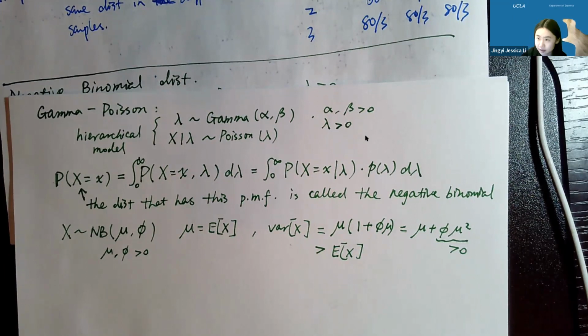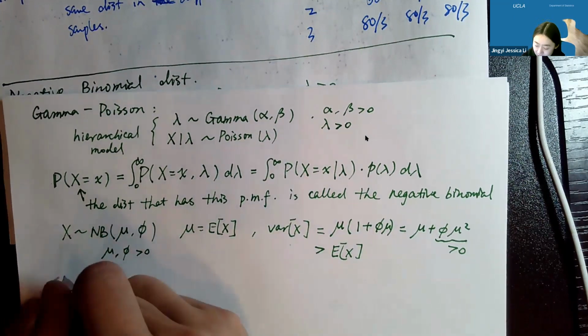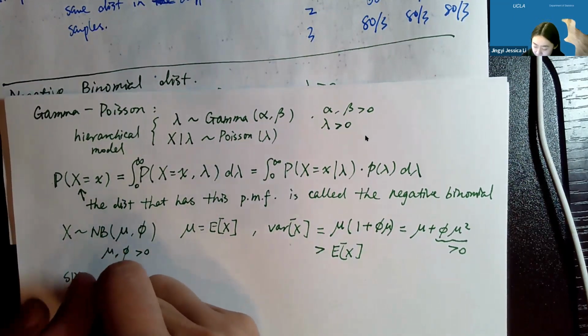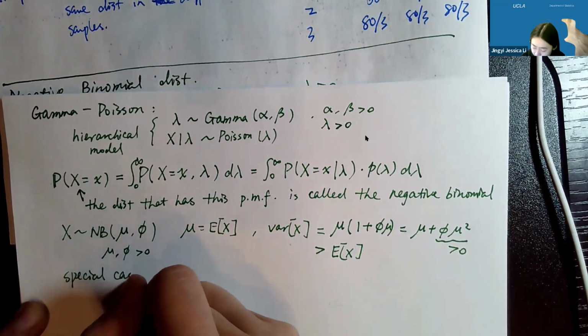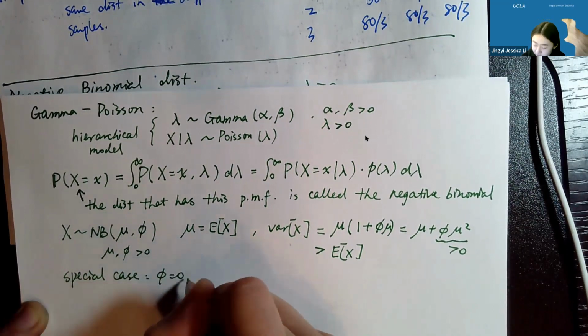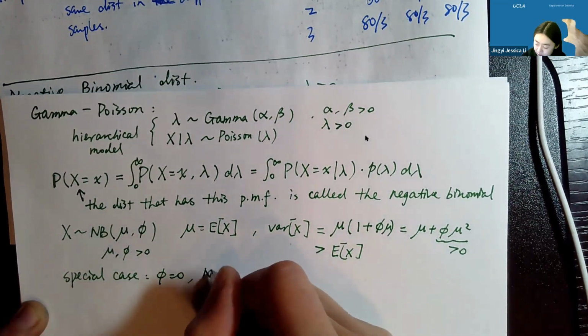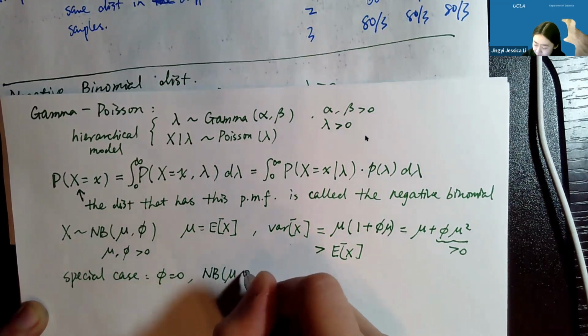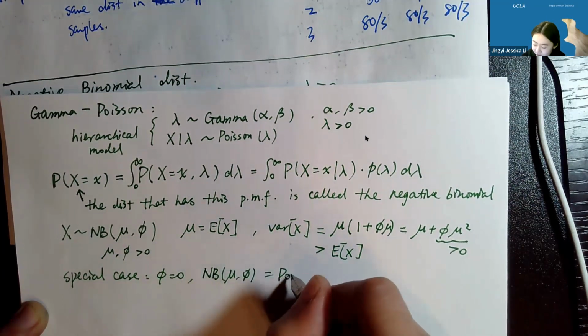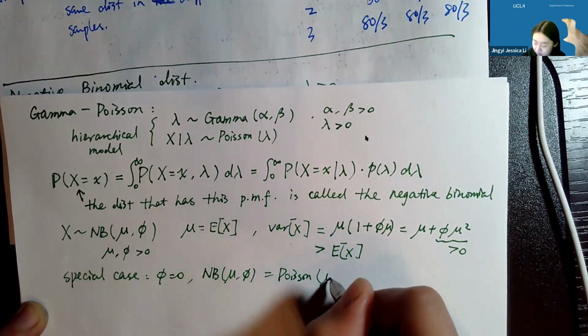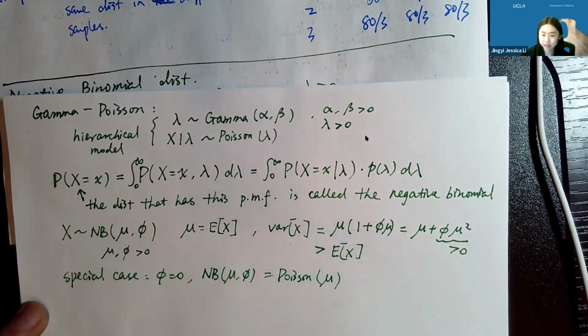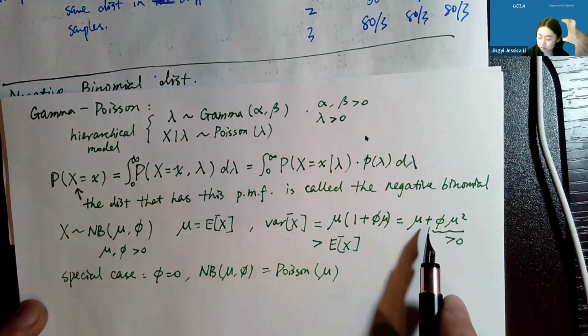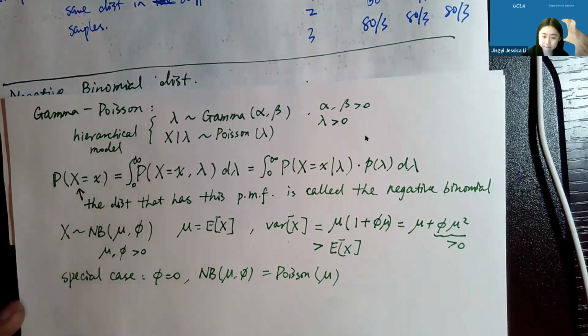And of course, based on this definition, you can see that in the special case that phi is 0, then NB(mu, phi) is reduced to Poisson(mu), because in this case the variance is equal to mu, and it just reduces.